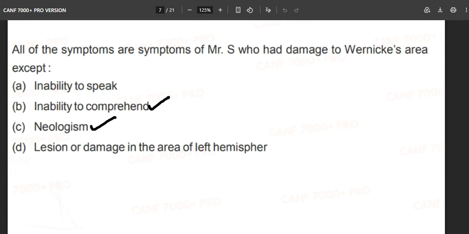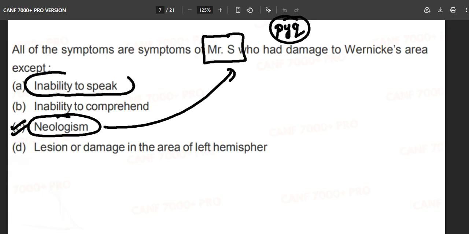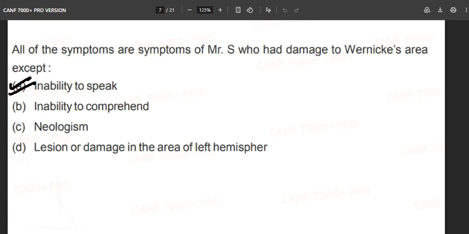They can speak for sure, but it would not make that much sense. So in this word neologism, they are going to make new words. Those who have made this PYQ know that this is not meaningful at all, but they have mentioned that it is meaningful, inability to speak. So option A is also correct. D should be dropped, but God knows what they have done in that particular session.